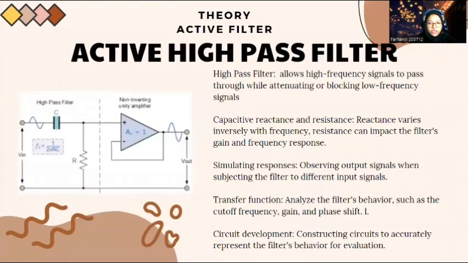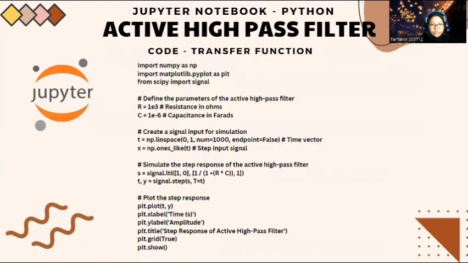For my filter, I chose the active filter, which is the active high pass filter, where this high pass filter allows high frequency signals to pass through while attenuating or blocking low frequency signals. The capacitor's reactance and resistance vary inversely with frequency, but the resistor can impact the filter gain and also the frequency response. Then the simulation response, observing the output signal when subjecting the filter to different input signals, will analyze the filter behavior such as the cutoff frequency, gain, and also the phase shift. And also circuit development, constructing the circuit to accurately represent the filter behavior for evaluation.